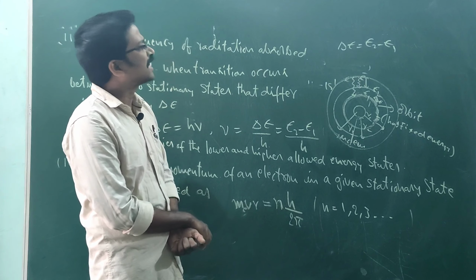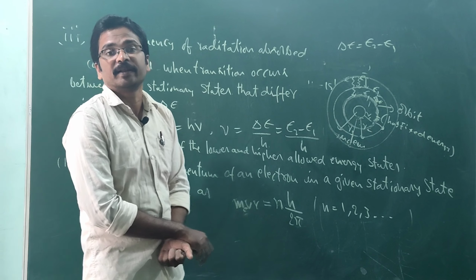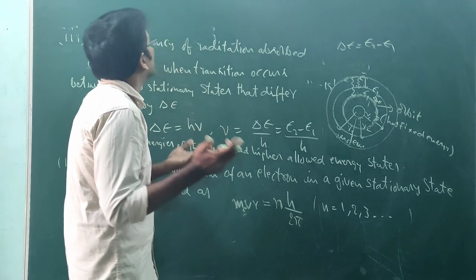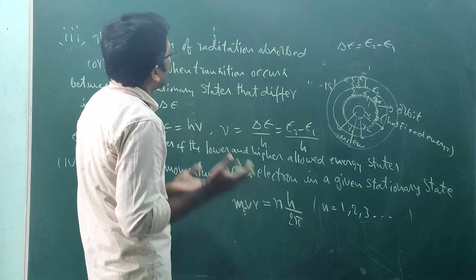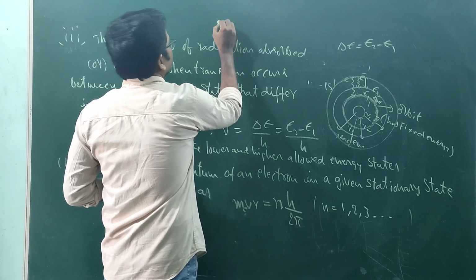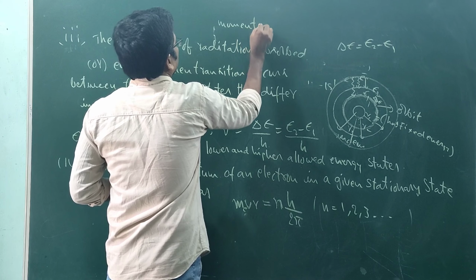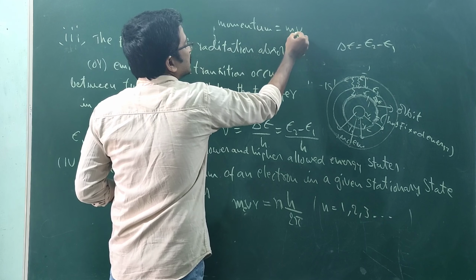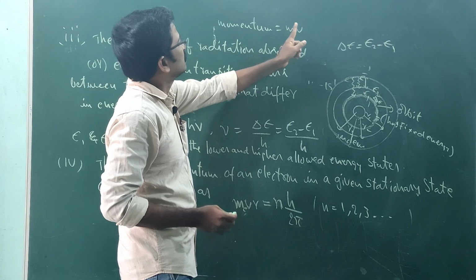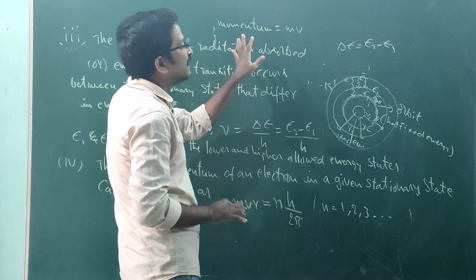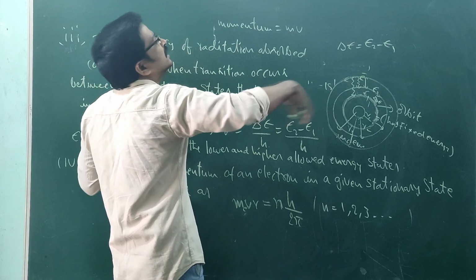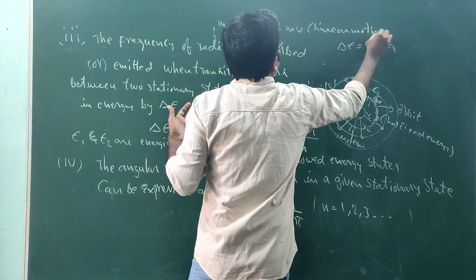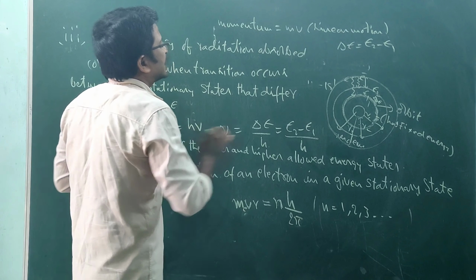What is the meaning of this angular momentum? Whenever a certain mass moves in a straight line, we say that the object has momentum. Momentum is m into v, mass into velocity. Mass into velocity is known as momentum. It is valid for any linear motion, where the object moves in a straight line.